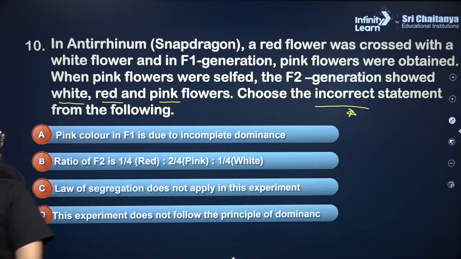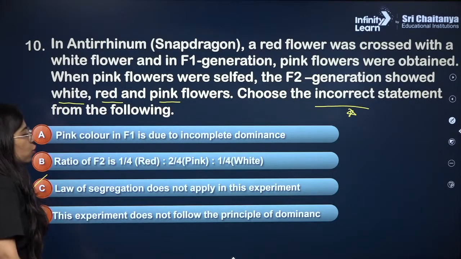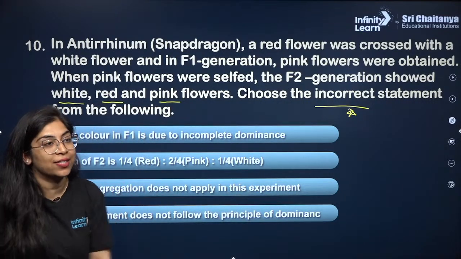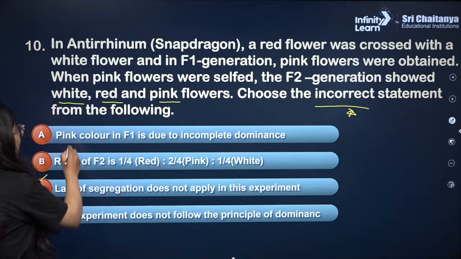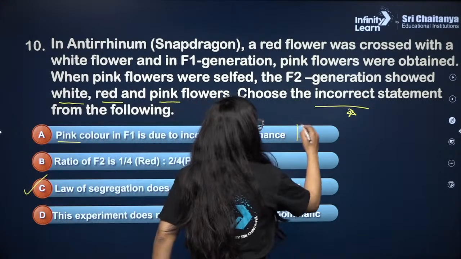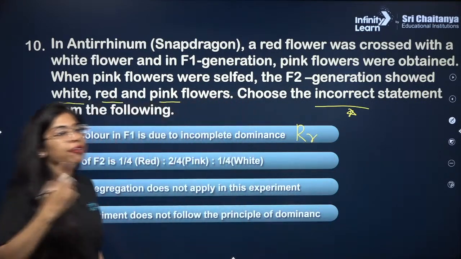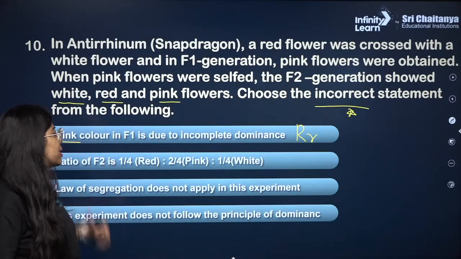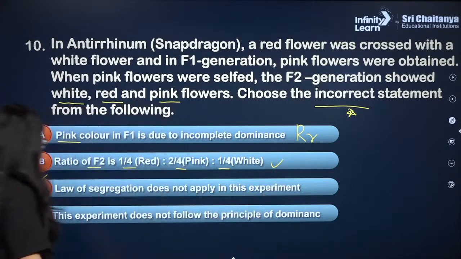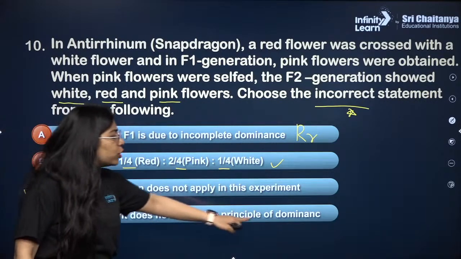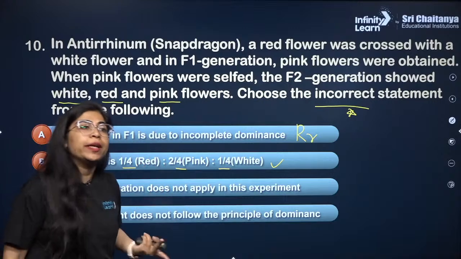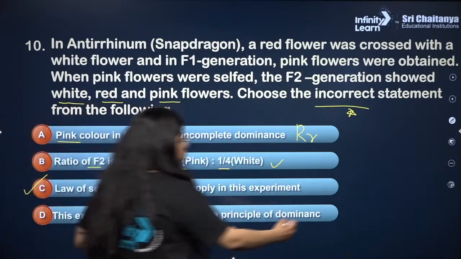Everyone, the answer to this question is option number C. The statement that the law of segregation does not apply in this experiment is wrong, because it does apply. If you see, the pink color is due to incomplete dominance, yes? Because I had capital R, small r, and it gave rise to a pink color, which is incomplete dominance, correct? The F2 ratio is absolutely this, right? This experiment does not follow the principle of dominance, yes? Because this is the principle of incomplete dominance, correct? So this is also correct.